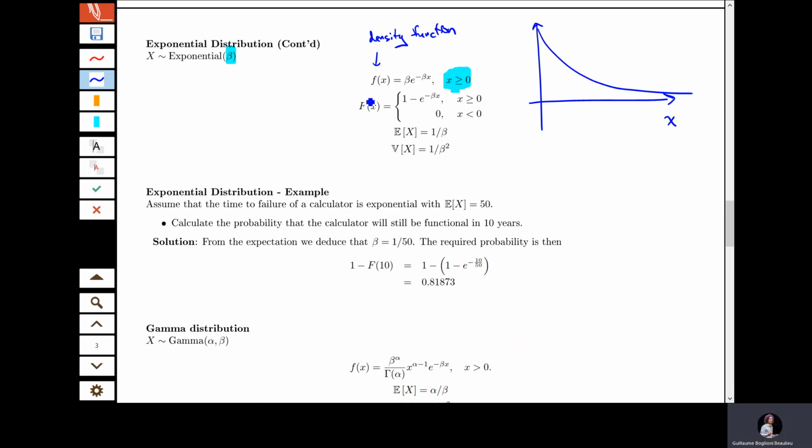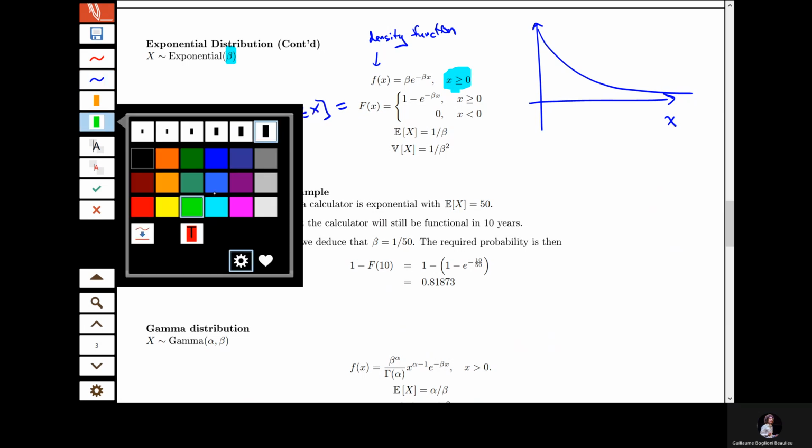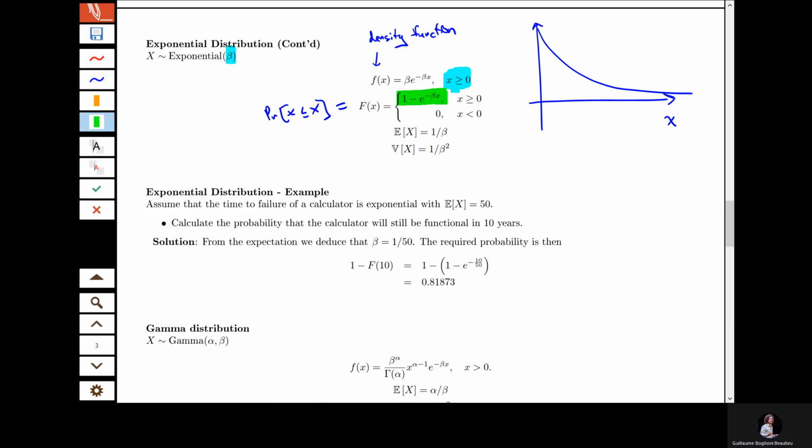For the exponential, we have an elegant formula for the CDF. Remember, big F is the cumulative distribution function, meaning the probability that the random variable is smaller or equal to little x, given by this expression. It's 0 if little x is smaller than 0, of course, because the support of possible values for x starts at 0. But otherwise, if little x is not negative, then you have this expression for the CDF.